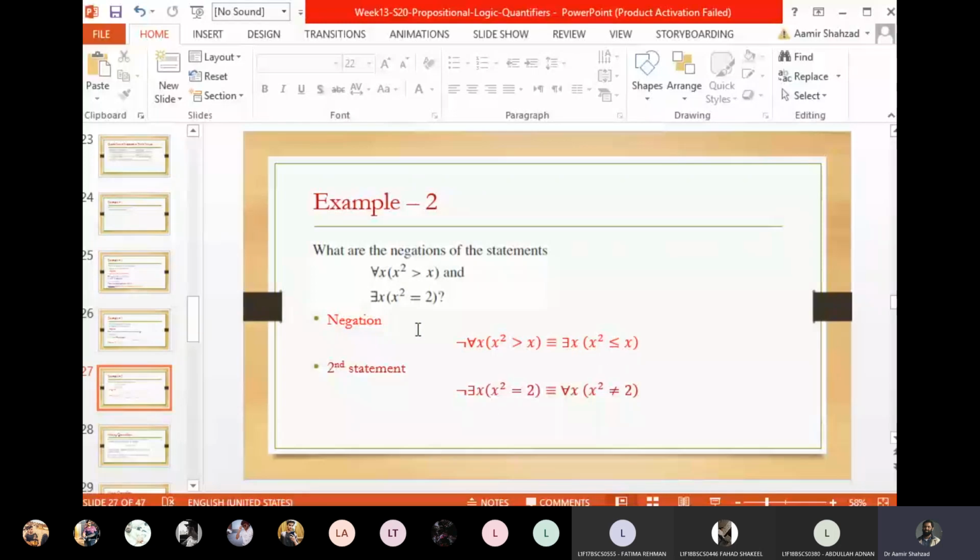The second statement is there exists X, X square is equal to 2. So the negation of there exists X, X square is equal to 2, is for all X, X square is not equal to 2. So X square will be either bigger or smaller. X square is not equal to 2.